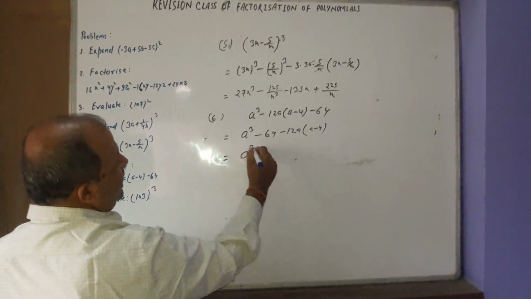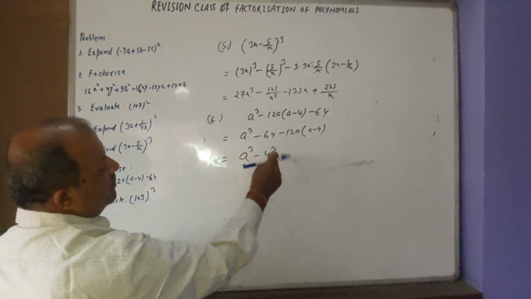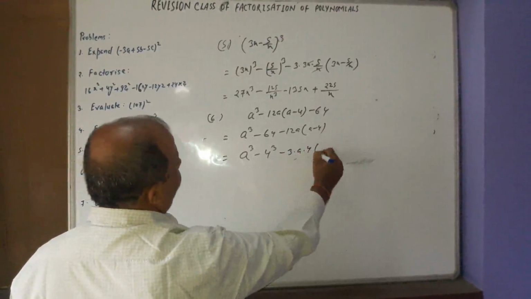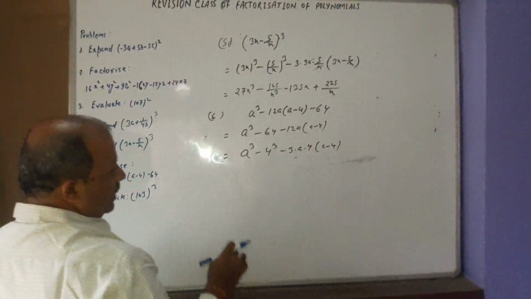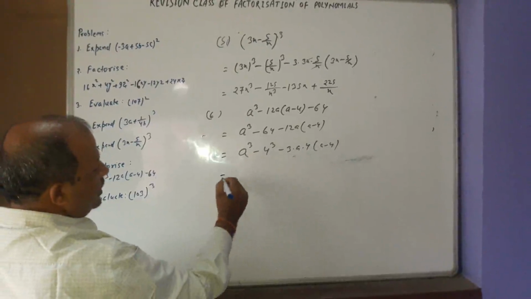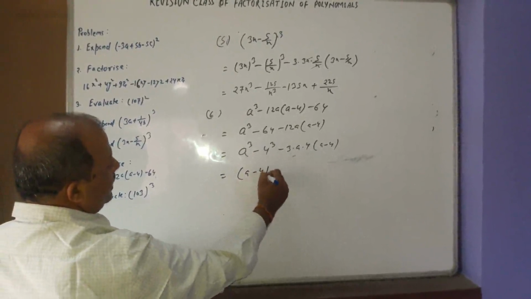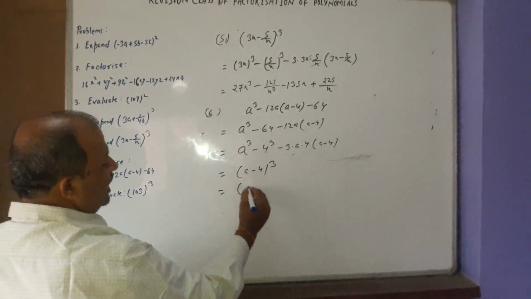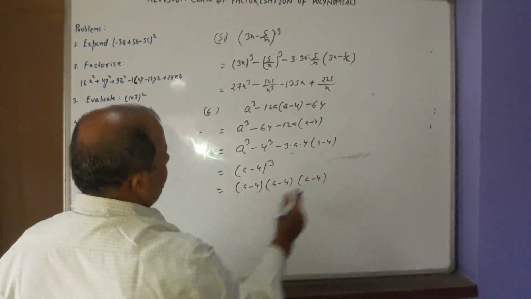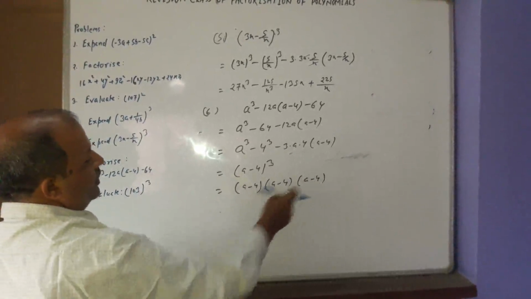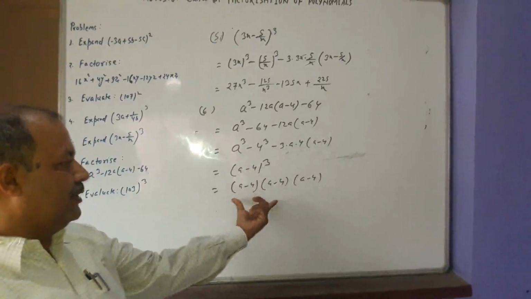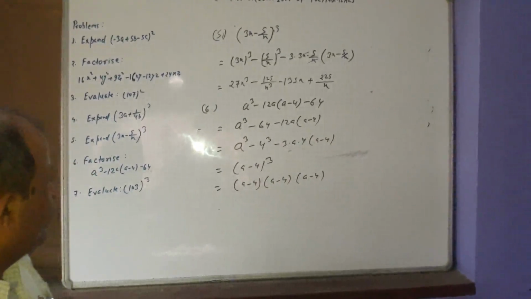Now we may write a cube minus 4 cube, since 4 4s are 16, 4 16s are 64. Now we will write 3 into a into 4 into (a minus 4). Now it is of the form a cube minus b cube minus 3ab into (a minus b). This will give (a minus b) cube, and therefore we may write (a minus 4) thrice. I have written (a minus 4), (a minus 4), (a minus 4) because we have to factorize this expression, and therefore the result should be in different factors. Okay?